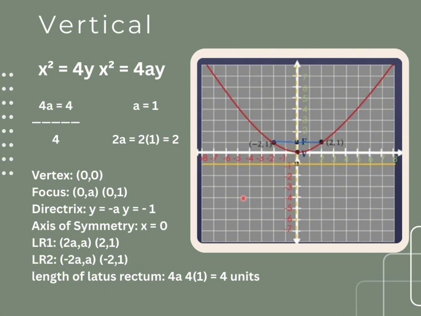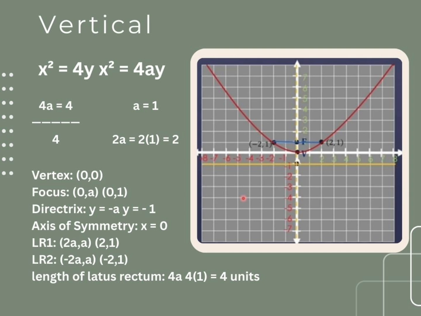Directrix, y is equal to negative a. Replace a with 1: y is equal to negative 1. Axis of symmetry, x is equal to 0. The latus rectum is a horizontal line segment that passes through the focus.